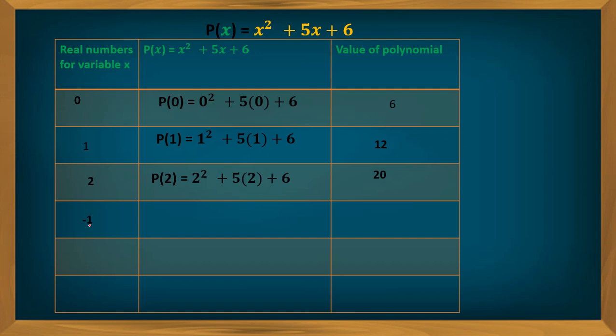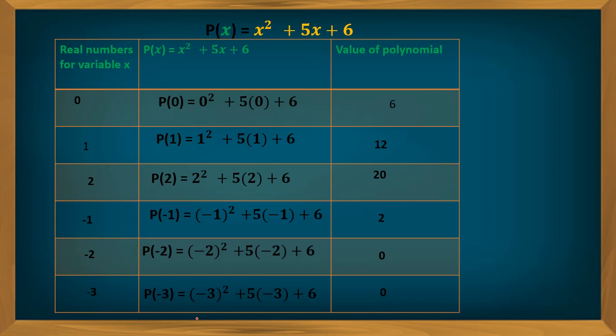When we put the value of x as minus 1, then the value of the polynomial at minus 1 becomes 2. By putting x as minus 2, we get p of minus 2 is 0. Again, we can put any value for the variable x. So let us take the value minus 3. We get the polynomial at minus 3, and again it becomes 0.